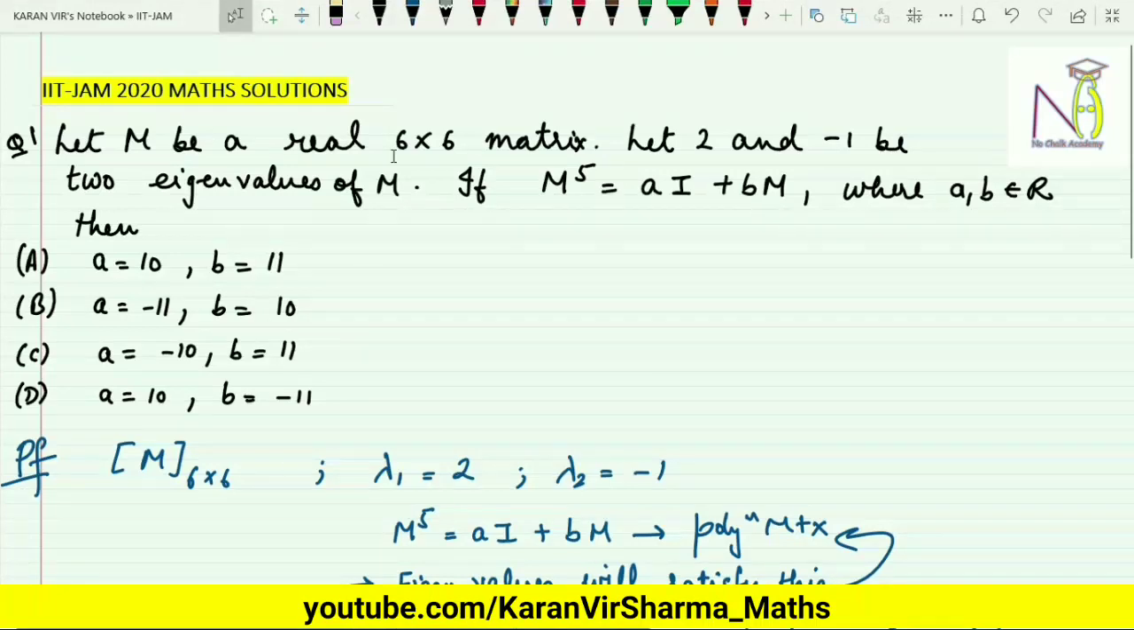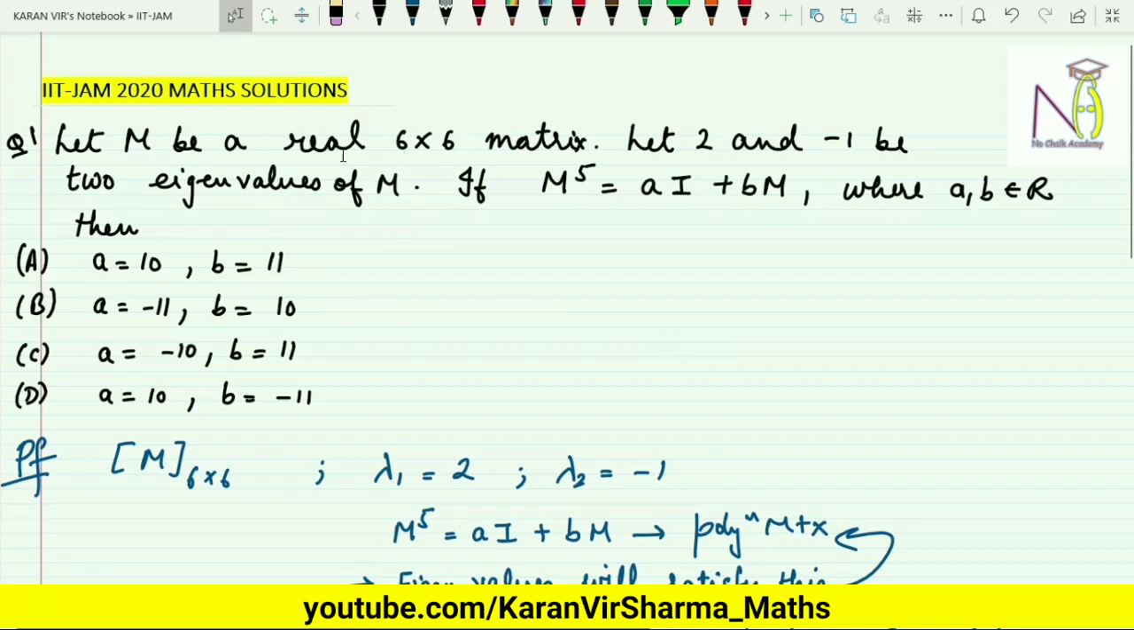So the first question of this lecture series is, let M be a real 6 cross 6 matrix and let 2 and minus 1 be two eigenvalues of this matrix, and they have defined that if M raised to power 5 is equal to A into identity plus B into M, where A and B are real numbers.